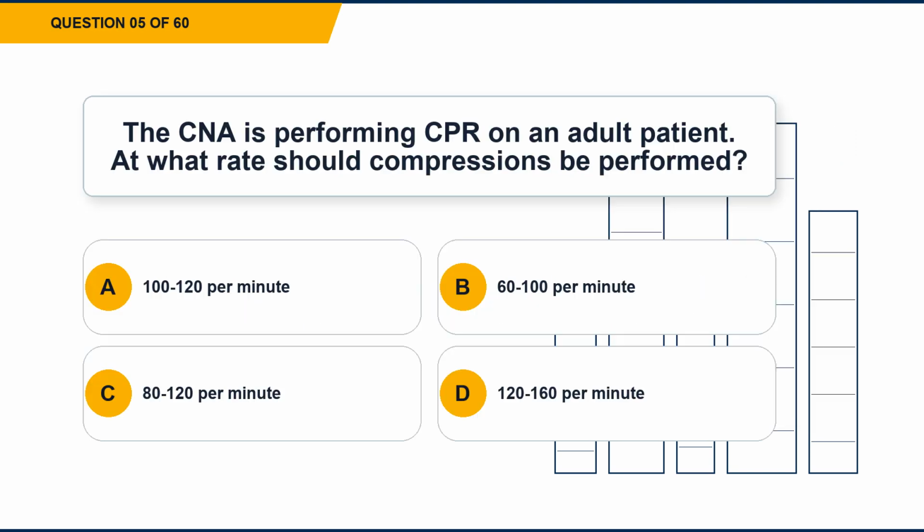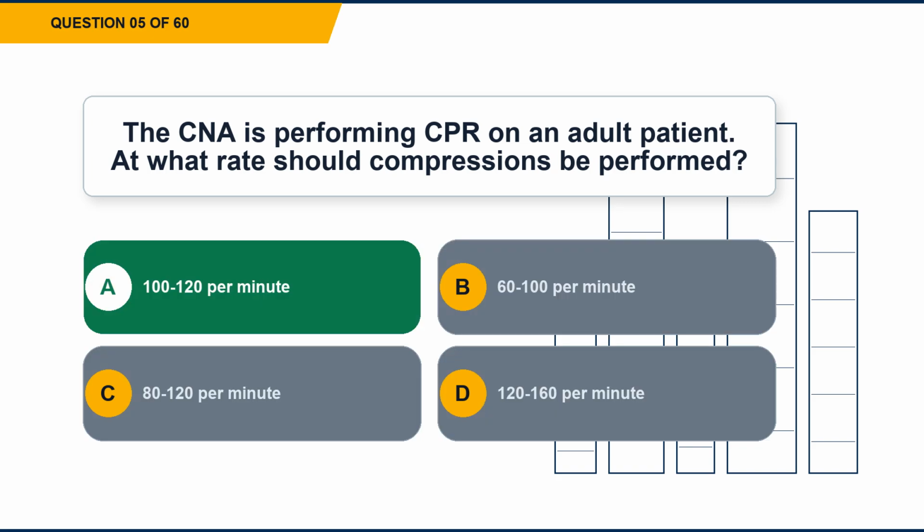Question 5. The CNA is performing CPR on an adult patient. At what rate should compressions be performed? Option A, 100-120 per minute. Option B, 60-100 per minute. Option C, 80-120 per minute. Option D, 120-160 per minute. The correct answer is option A, 100-120 per minute.